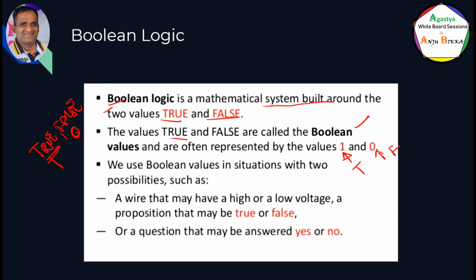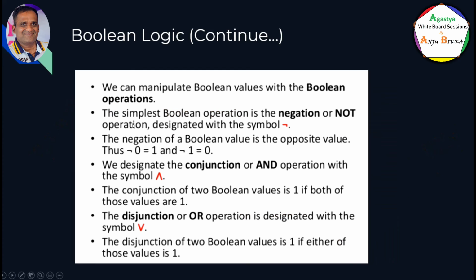Now there are the situations: a wire that may have high or low voltage, a proposition that may be true or false, an equation that may be answered true or false. These are the possibilities. But anything that is going to yield the answer true or false, that is called Boolean logic. And again, we can manipulate Boolean values with the Boolean operations. We're going to have the Boolean operations.